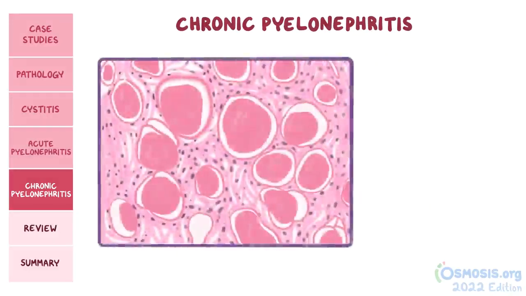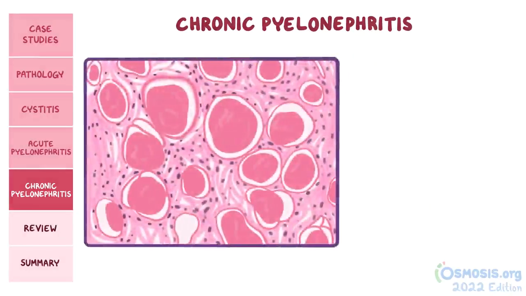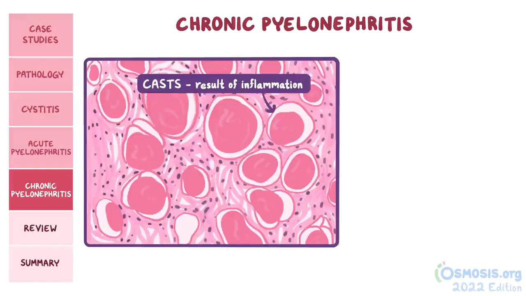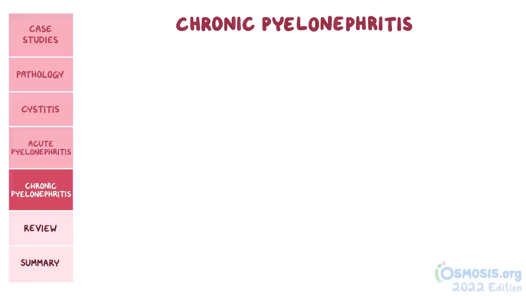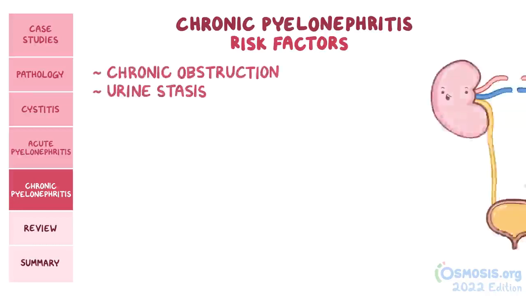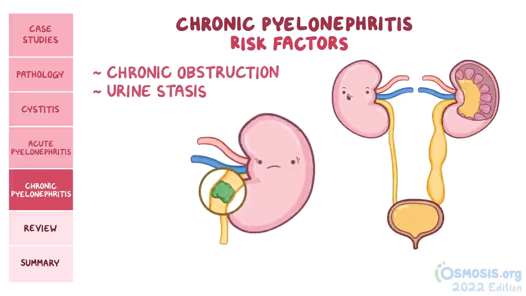Histology will show dilated tubules filled with a glassy, proteinaceous material that forms colloid-like casts as a result of chronic inflammation. Since the tubules filled with colloids look similar to thyroid tissue, this process is sometimes referred to as thyroidization of the kidney. Now, important risk factors for chronic pyelonephritis include anything that causes chronic obstruction and urine stasis, like VUR or kidney stones.